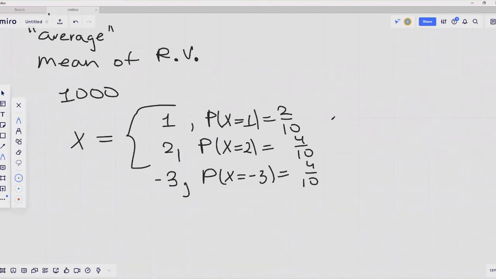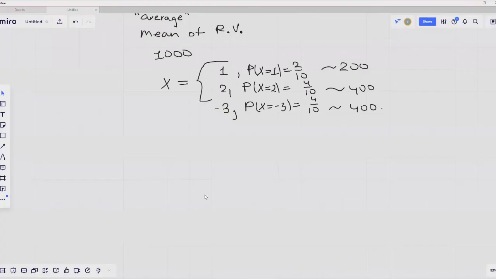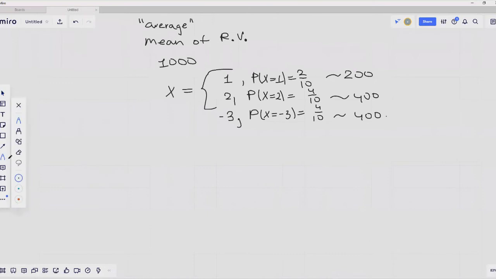So it would be a good logical guess that if we play this game 1,000 times, we are going to win $1 on average 200 times. And we are going to win $2 on average 400 times if we play this game 1,000 times. And we are going to lose $3 on average 400 times.